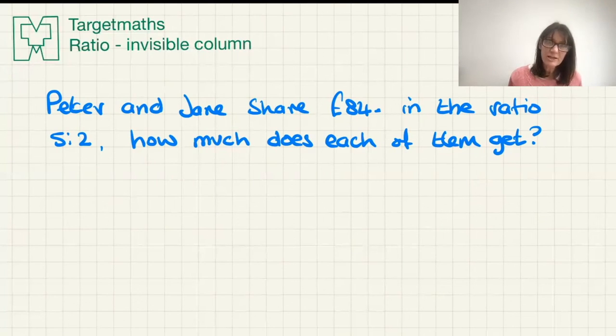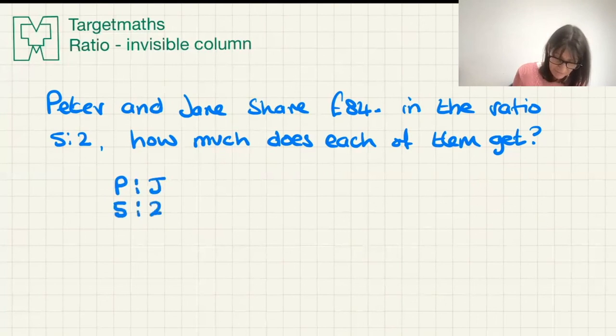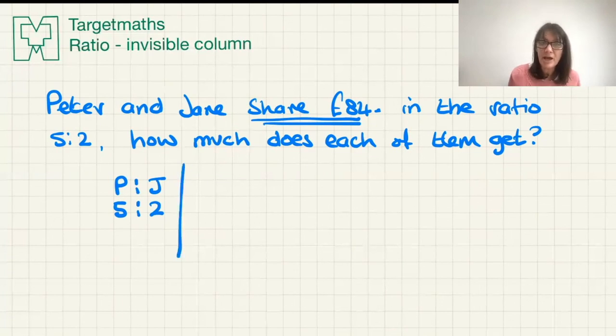Okay, so for this one, I know that Peter and Jane are in the story, so I've got some labeling and I'm going to use that. I always use it if it's there. Then I've got my 5 to 2. We are sharing a total of 84. Peter doesn't get 84 and Jane doesn't get 84, so it doesn't belong in their columns. So boom, that tells me to make my own. So I separate it down and I want to share a total amount of money. The total of this ratio is 7. That's my first step. I must remember to do that.